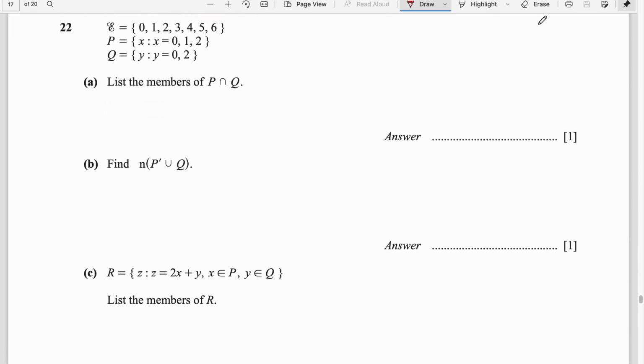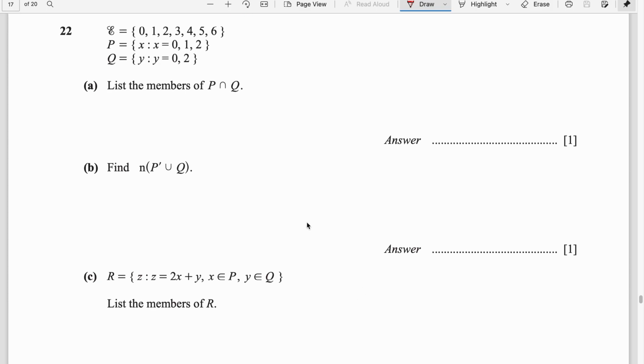Question number 22. Universal set is given, P is given, Q is given. List the members of P intersection Q. So we have 0 in common and the other number is 2 in common.